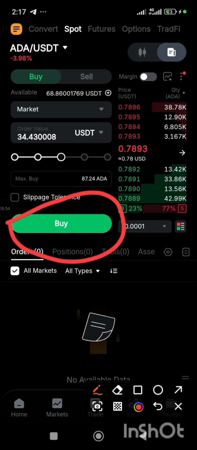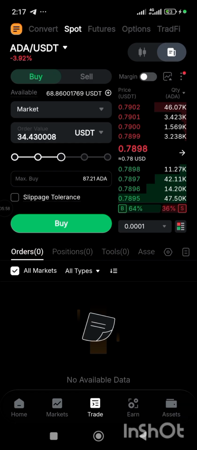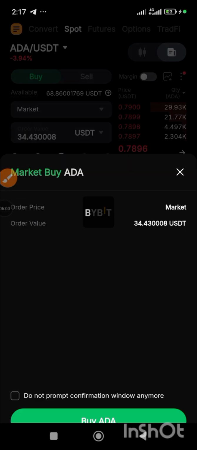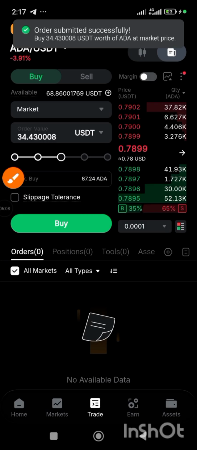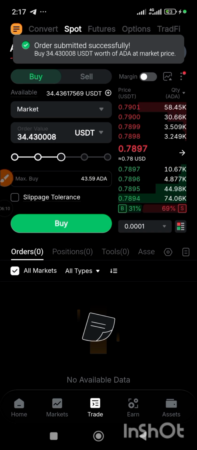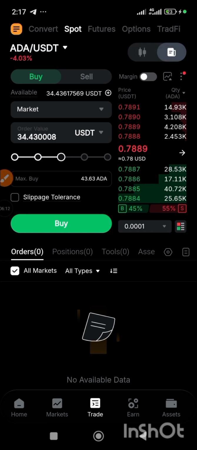Because I'm using market price, I don't have much protocols here, so I'll just go straight and click on confirm. Once I click on confirm, the system will still ask me if I really want to buy it. I'll still click on this confirm here. Once I click, the order will be automatically submitted. All right, I've gotten my ADA coin.